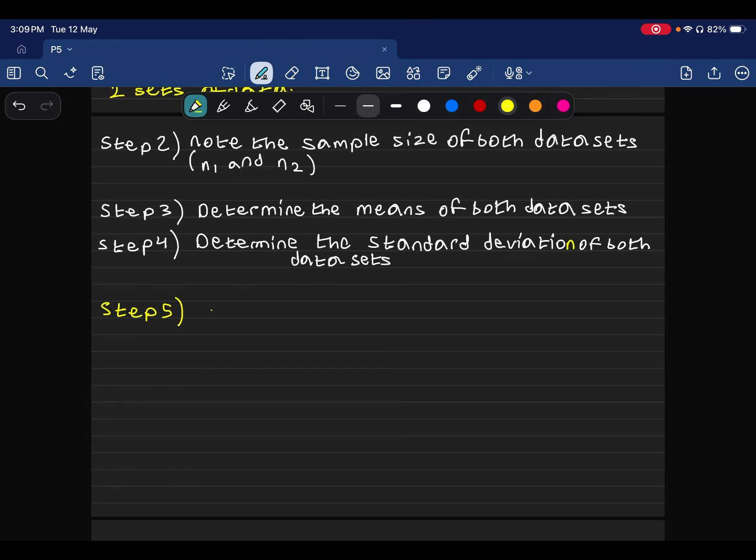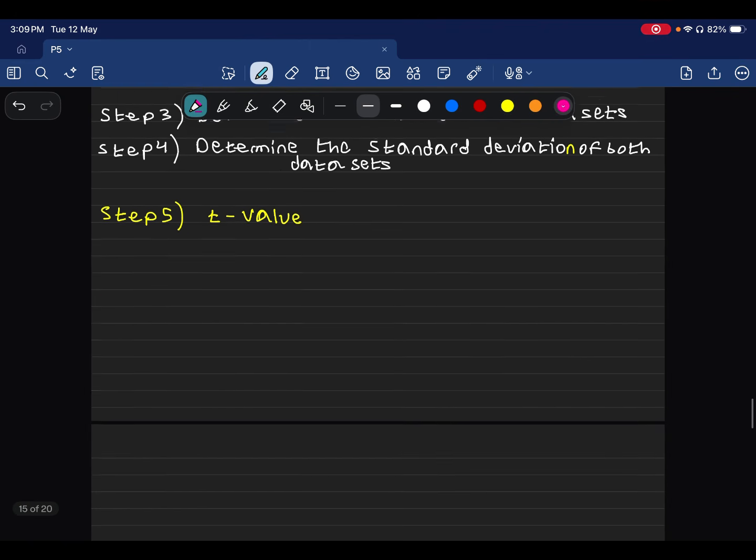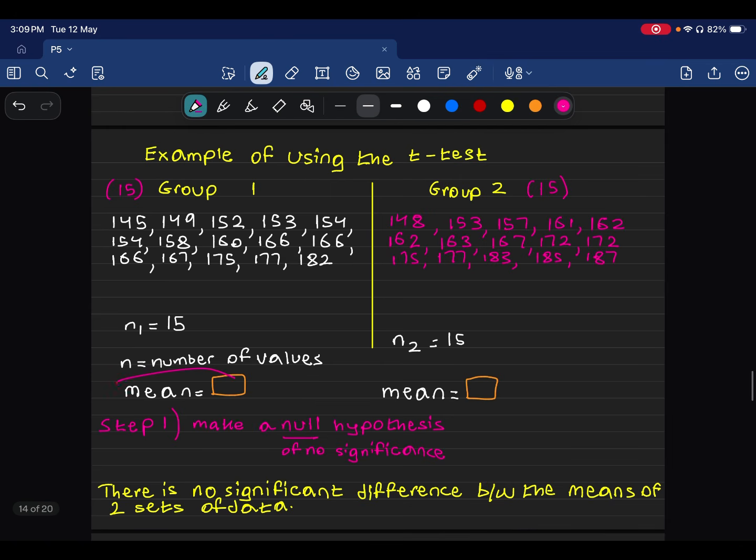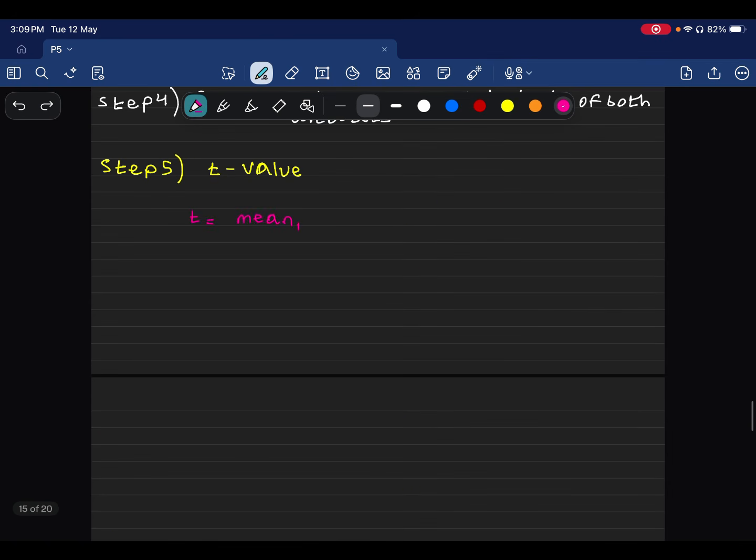Okay, step number 5. Now you're gonna have to do this in the exam. Determine the t-value. Good news, you don't have to remember the formula. They're gonna give you the formula. What's the formula? So if you're calculating the t-value, you first write the mean of the first data set. So this right here. Then you subtract it from the mean of the second data set.